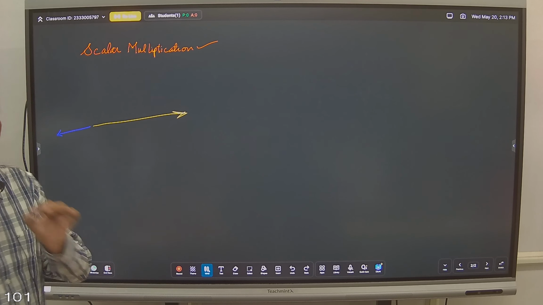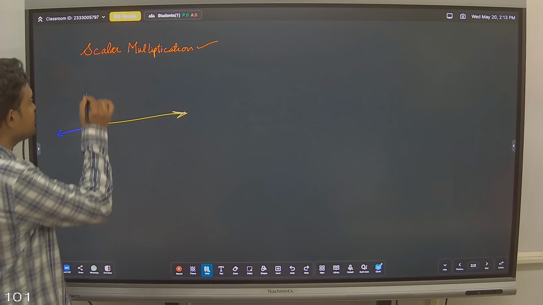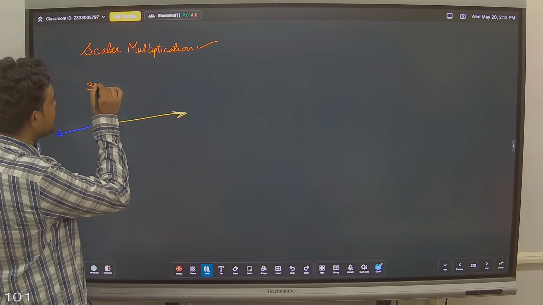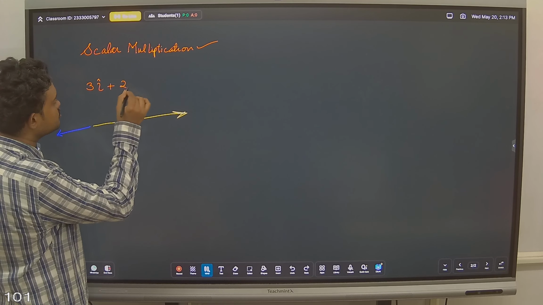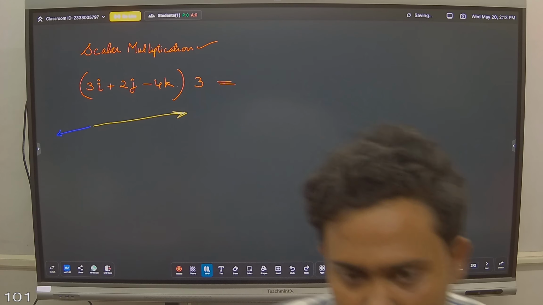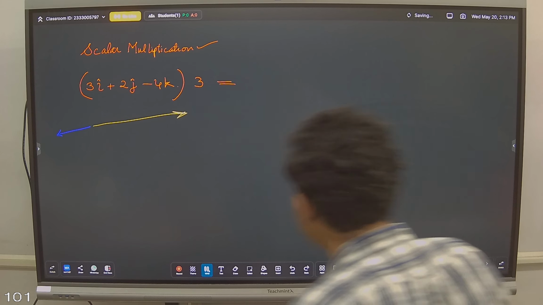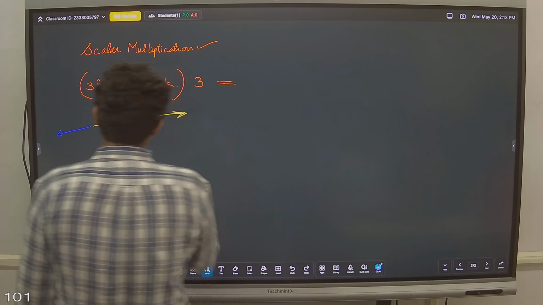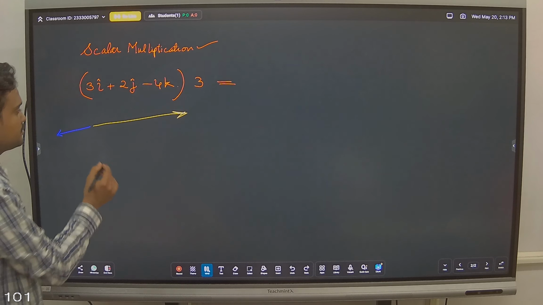So to test you, if I were to give you 3i plus 2j minus 4k and ask you to multiply it by 3, what are you going to get? Yes, excellent. Now we go on to vector multiplication.